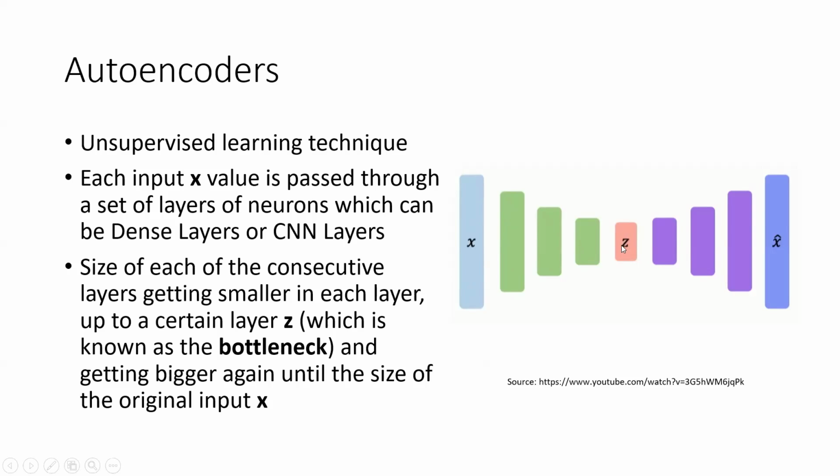So here we represent it with Z. And then again, we increase the size in each of the layers. And finally, we come up with the final layer, which has the size similar to the size of this X, right? So we denote the input as X and the output of this autoencoder as X hat. So this is the architecture of an autoencoder.